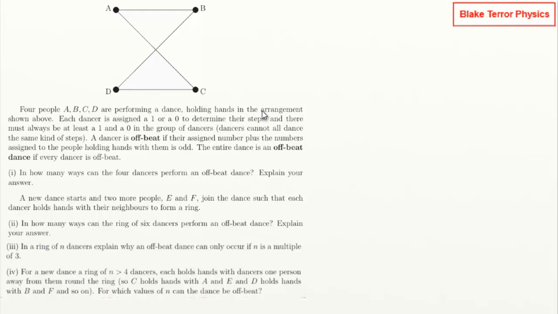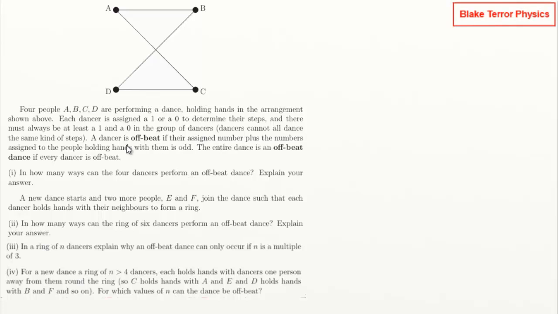Hello, this is question 6 from the 2016 MAT. Four people A, B, C, D are performing a dance, holding hands in the arrangement shown above. Each dancer is assigned a 1 or a 0 to determine their steps, and there must always be at least a 1 and a 0 in the group of dancers. Dancers cannot all dance the same kind of steps.